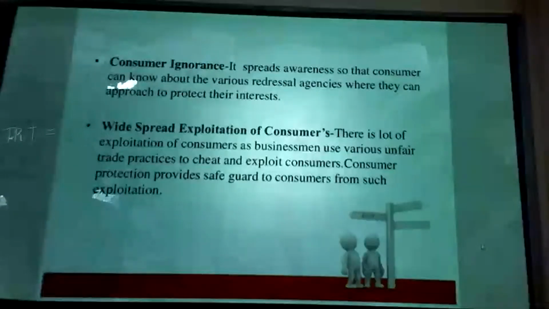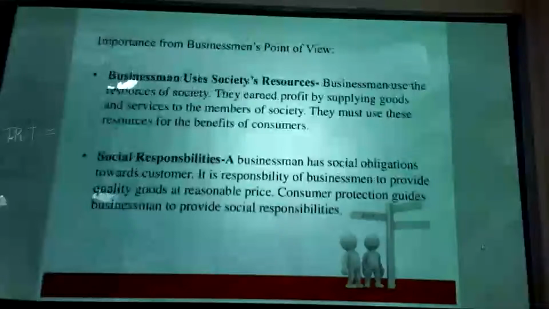Next is that the businessman uses society's resources. Obviously, every business uses natural resources as well as social resources. When you utilize social resources, you are ultimately contributing to the society itself. That contribution should be in a fair manner, because people are using the social resources. Ultimately, what is our contribution to society? Not only always getting the resources; you have to contribute.